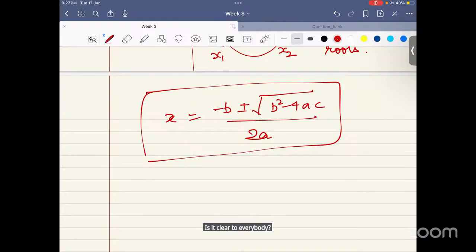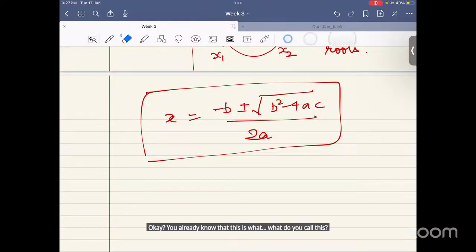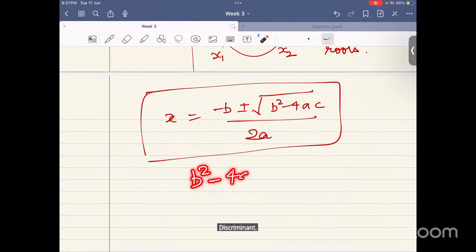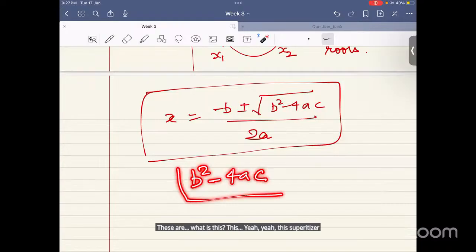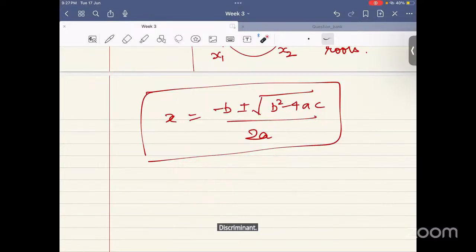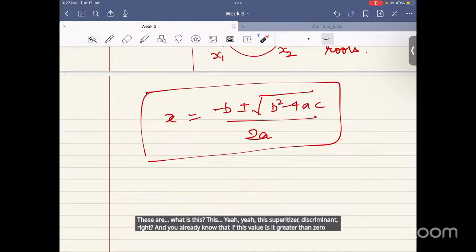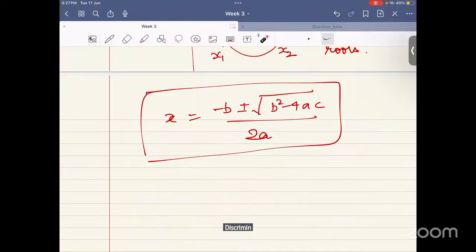Okay. You already know that this is called the Sridharacharya method. And what is this? The discriminant. Yes, you call this the discriminant, right? And you already know that if this value is greater than 0, you will always get two real and distinct roots. Two real roots you'll be getting, right?